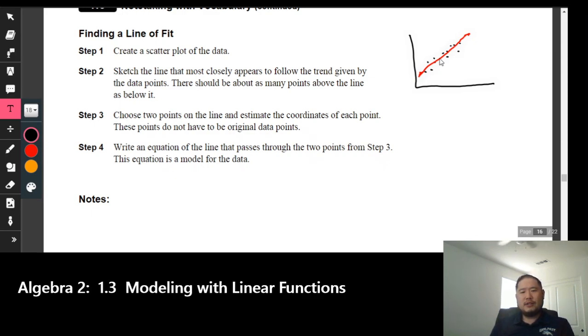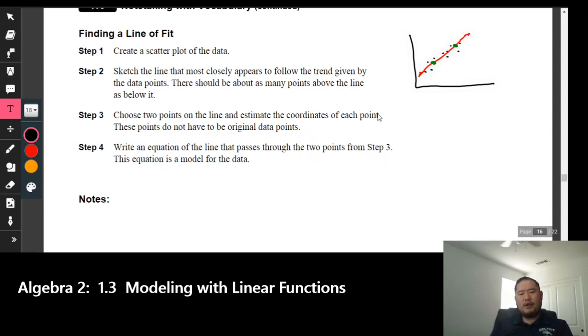Okay, so step 2, sketch the line, and there should be about as many points above the line as below it. Step 3, choose 2 points on the line and estimate the coordinates of each point. Well, usually you don't have to estimate the points, but you would choose 2 points that are on the line. Hopefully, you choose 2 points that are actually from the table when you created your line. It does say the points do not have to be the original data points, but I think usually you're better off doing that instead of trying to make up points.